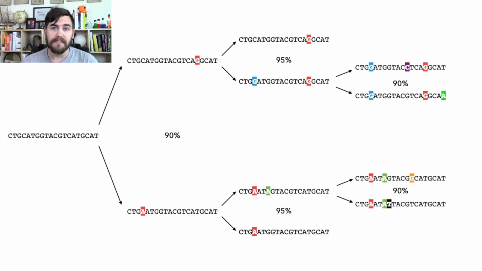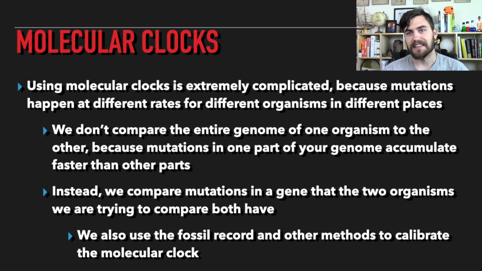So in all of these, if we go all the way to the right, we can see that there are three distinct ticks or mutations in there. So we would want to see how long it took to accumulate those, and then how long ago was this original ancestor of all of these organisms. Using molecular clocks is extremely complicated, and we're not really doing it justice here today. It's really complicated because mutations happen at different rates for different organisms in different places.